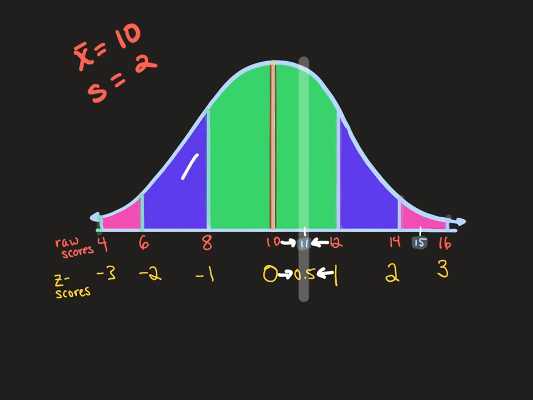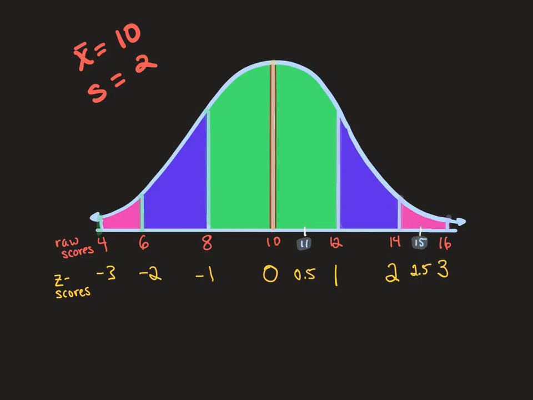The raw score of 15 falls directly between the raw scores of 14 and 16, which correspond to z-scores of 2 and 3. Because it's dead center between those raw scores, it's also dead center between those two z-scores, and thus a raw score of 15 has a z-score of 2.5.